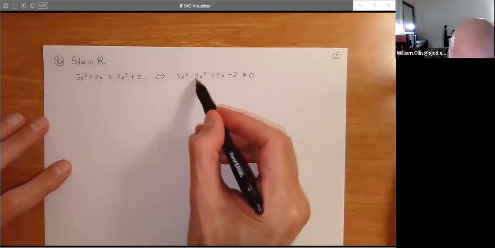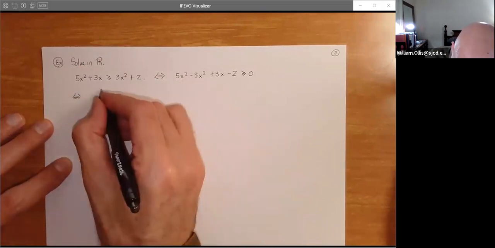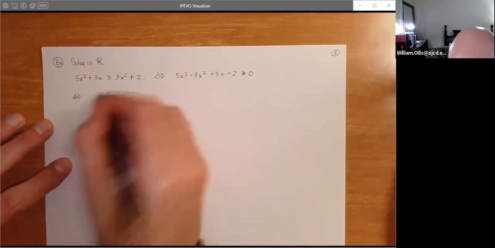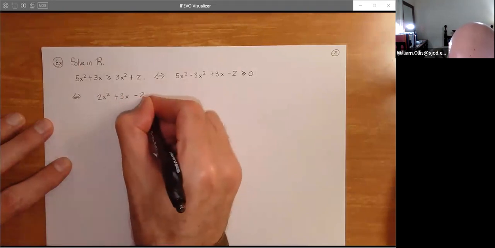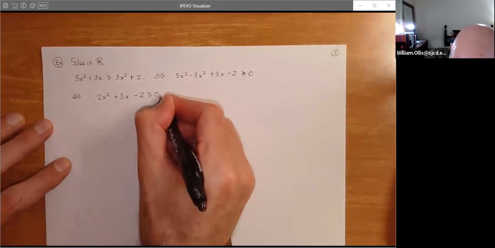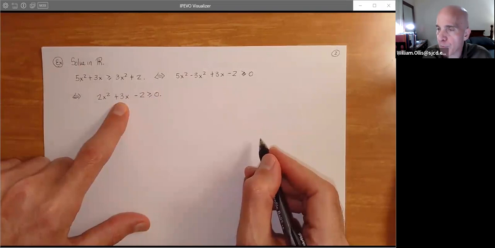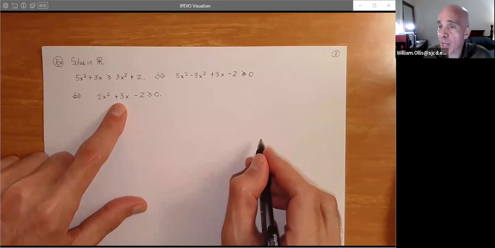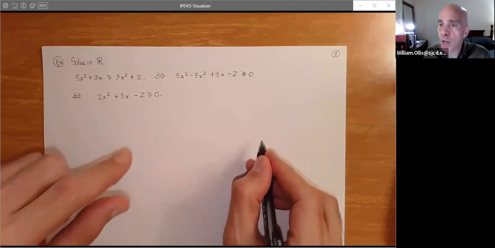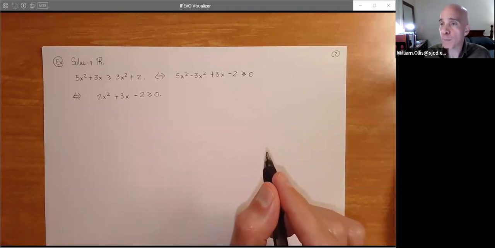Now, first, let's go ahead and combine some terms. So this will give us 2x squared plus 3x minus 2 is greater than or equal to 0. So when you look at this, you think of what we call a boundary value. Now, what's a boundary value? This is actually a function, but when we think of the boundary value of an expression, we think of real numbers for which it is 0, and then we think of real numbers for which the actual expression is undefined.